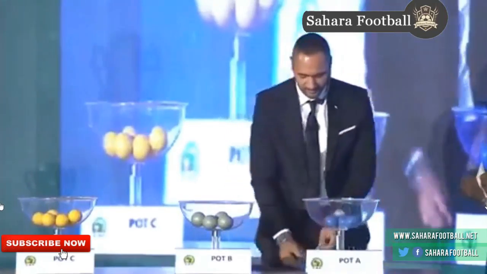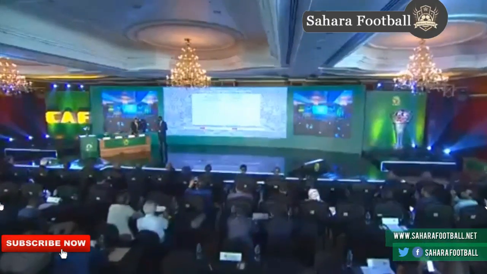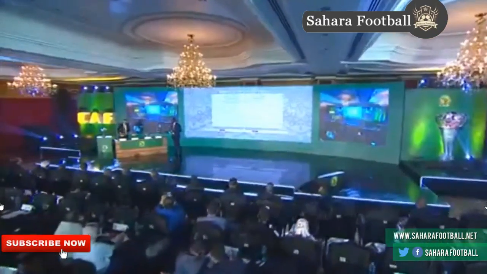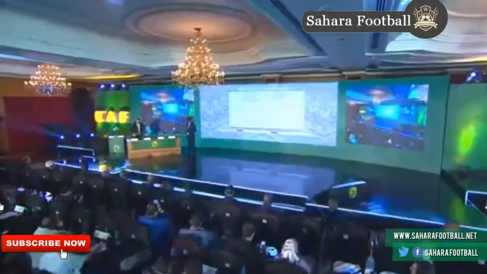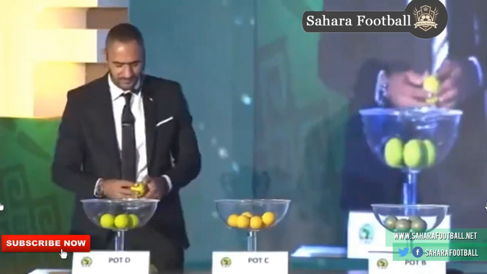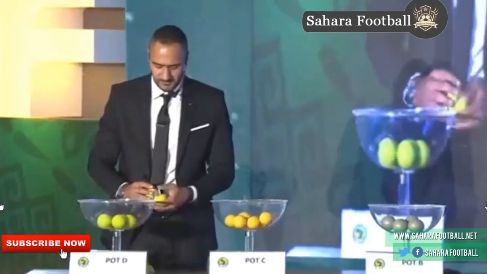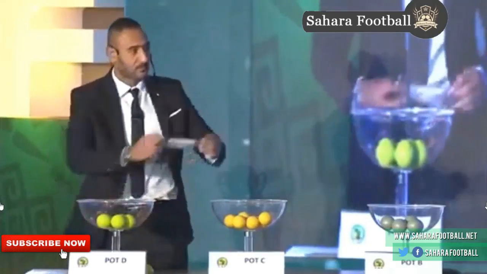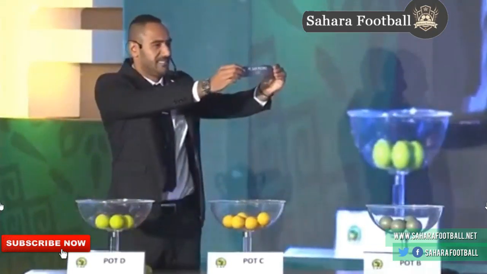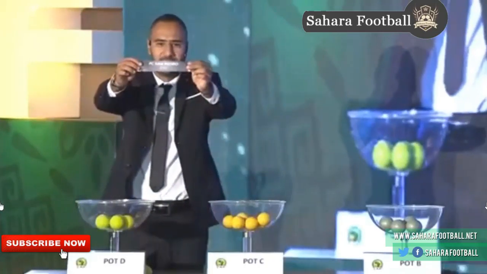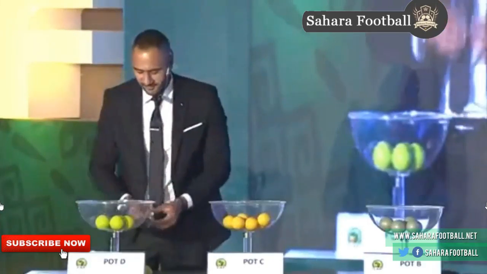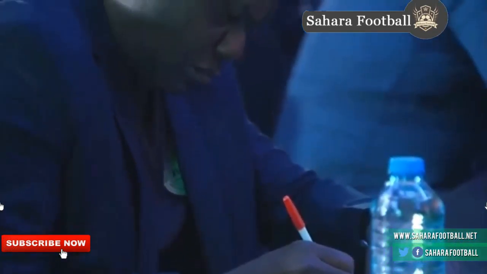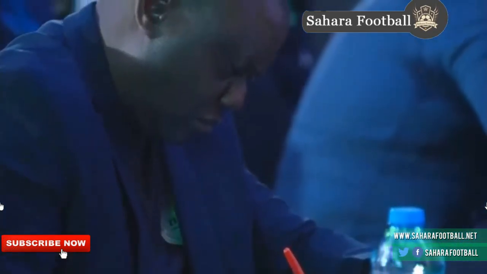They have amazing fans, a really good stadium, and they'll be playing against FC San Pedro of Côte d'Ivoire, so they wouldn't be traveling too far. Ivorian champions, of course, they're the new kids on the block. They're going to be making their first appearance in the group stage, to see if they qualify.